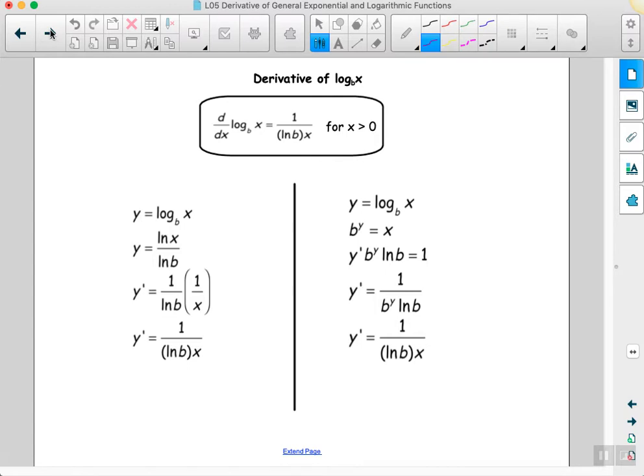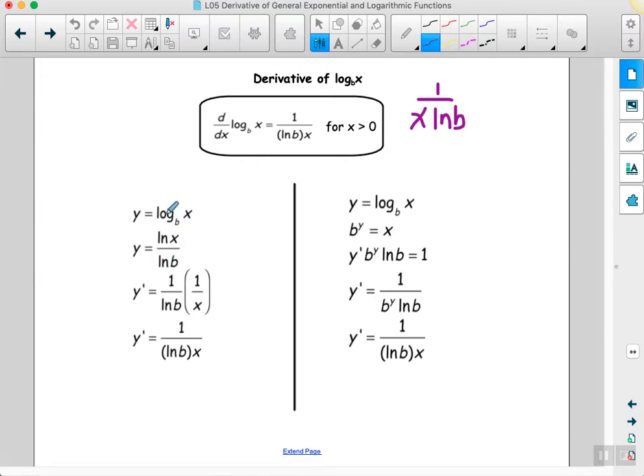And now we're going to look at the general derivative of any log function. So the derivative of log base b of x is 1 over ln b times x, or 1 over x ln b. They both say the same thing.